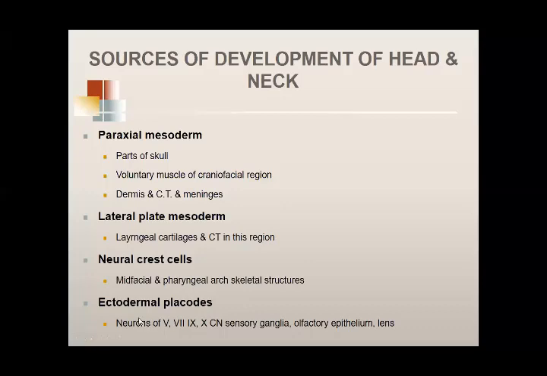And of course, the ectodermal placodes make neurons in the ganglia of the 5th, 7th, 9th, and 10th cranial nerves, plus the olfactory epithelium, plus the lens. Lens also develops from placodes, ectodermal placodes. We will do this in detail, God willing. Since the lens and the eye, etc., are part of the head and neck, even though they are part of the special senses, they form part of the head and neck. So I thought you should know this.